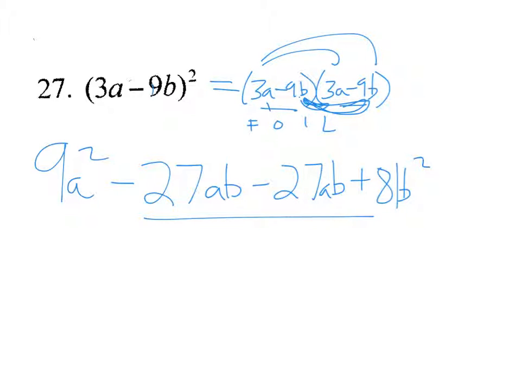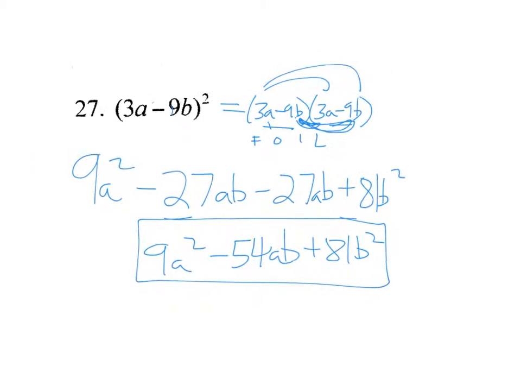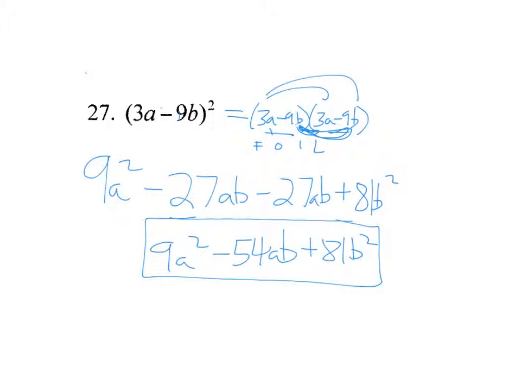Looks like I can combine the things in the middle there. 9a squared minus 54ab plus 81b squared. Boom. And you might be doing a double distributive method or something similar to the Punnett square. All those ways work. So that's what we're looking at for the second 27.